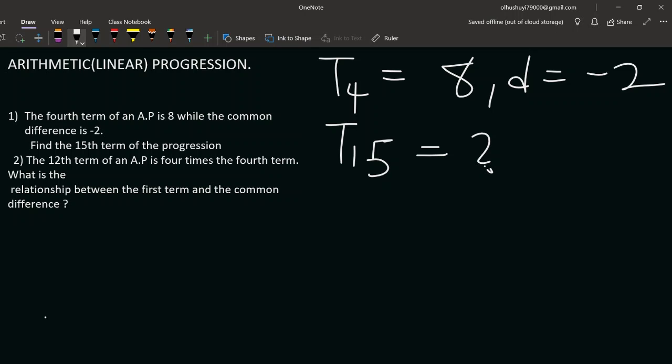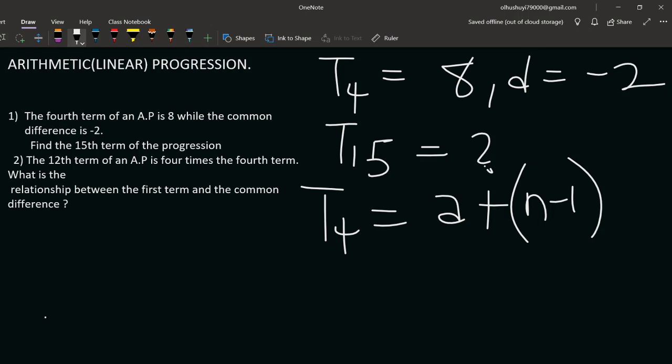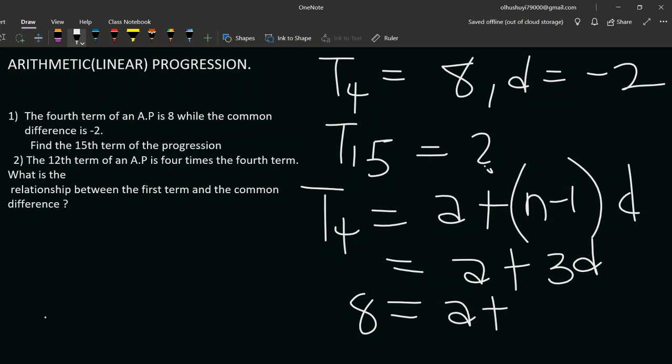What you do here, the fourth term T4 actually means that we have A plus, in bracket, n minus 1 times D. So T4, n is 4 here, that will be A plus 3D. So T4 is actually equal to A plus 3D. That implies, since T4 is 8, 8 will be equal to A plus 3 times the common difference. And I've been told that the common difference is minus 2.